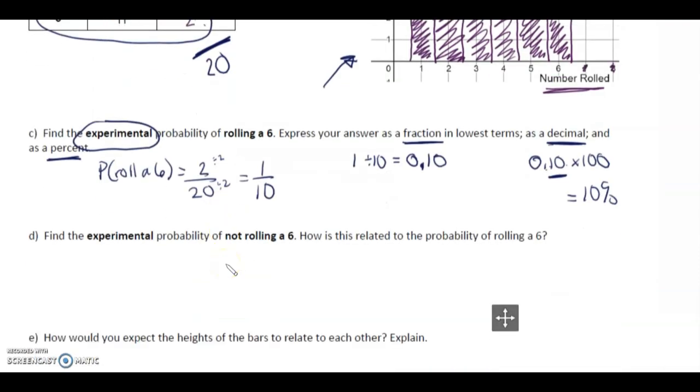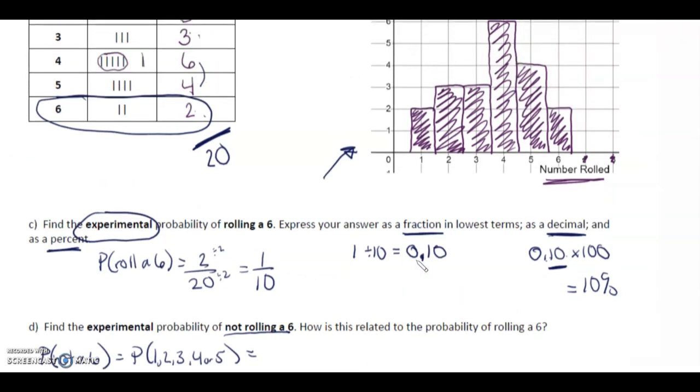All right. Find the experimental probability of not rolling a 6. So the probability of not a 6 is actually just going to be the probability of rolling a 1, a 2, a 3, a 4, or a 5. And then what we'll do is we'll relate it to the probability of rolling a 6.